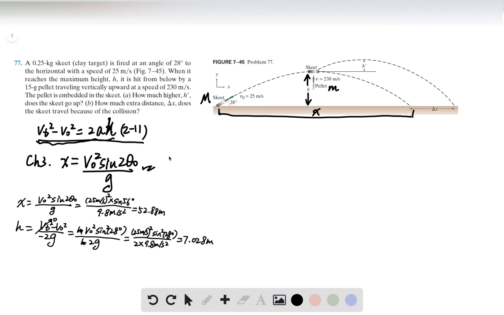So in the x direction, we have px equals mvx. So this is the original momentum, and afterwards it is big M plus small m times vx prime. In other words, vx prime equals big M times vx over big M plus small m.